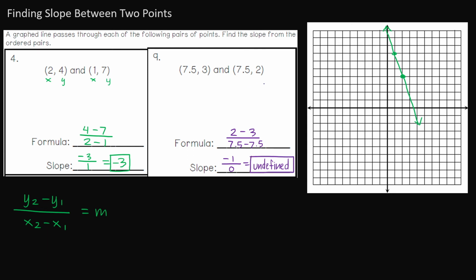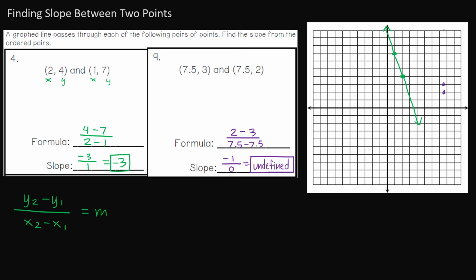Let's prove that by plotting these points. So we have the coordinate (7.5, 3). Here's 7.5, 3, halfway between 7 and 8. And we have (7.5, 2). So there are those 2 points.